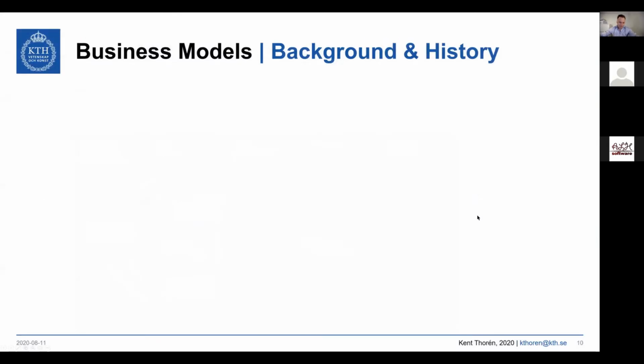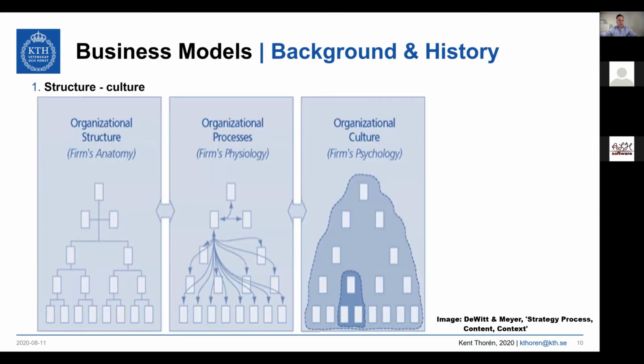So, a little bit on the background and history of business models. We had a start of research into strategy, especially for business strategy and so on. In the 50s and 60s, that became something of a field. And we, at the same time, or maybe a little bit earlier, also started to look into organizational theory.